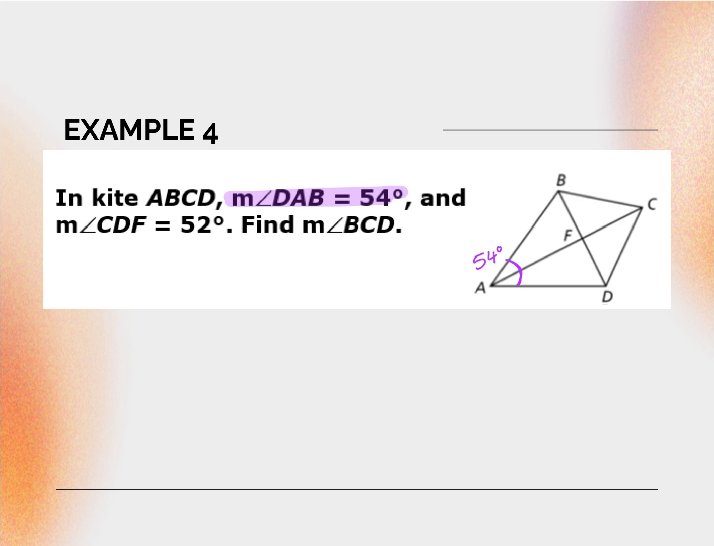And looking at the next one, they're giving me the measure of CDF. CDF is 52 degrees. They want me to find BCD. There are a few ways you can solve this. Okay, look at it, think about it. How would we solve this? Does anybody have an idea of how we could solve this?